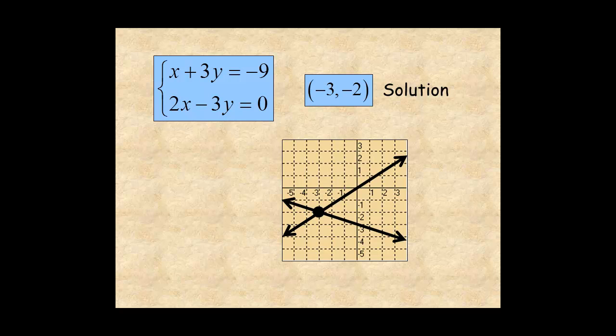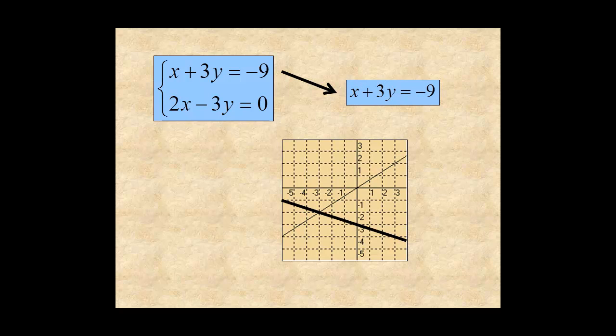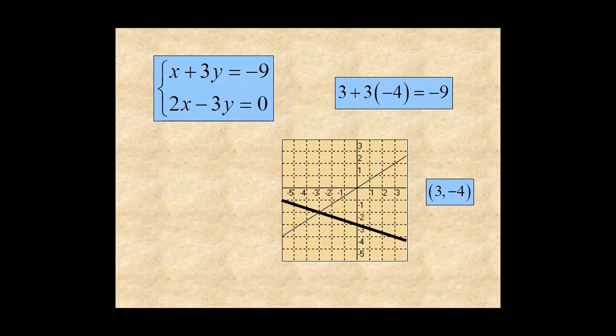Before moving forward, however, you need to understand why this is true. Remember, the graph of an equation is a picture of its solutions. For example, here's the graph of the first equation. One of the points on the graph is (3, -4). If you substitute x = 3 and y = -4 into the equation, you get 3 + 3 times -4, which is 3 - 12, which is -9. And you can see the coordinates of the point are solutions to the equation.